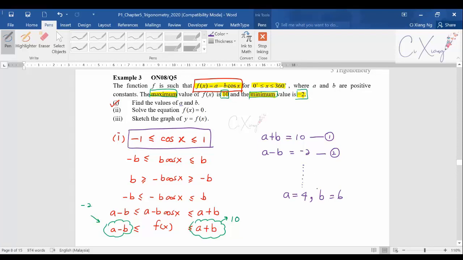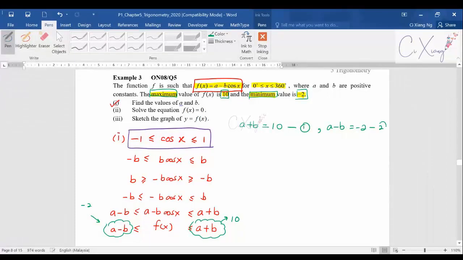All right, okay, so you solve simultaneous equation, try to get the values for a and b, which are 4 and 6. Okay, all right, so once you get the answer already, this part I need to squeeze it a bit on top. Okay, so since you know that a plus b is equals to 10, this is the first equation, and a minus b is equals to negative 2, this is the second equation. Then when you try to solve it, you should get a equals to 4 and b equals to 6. Okay, then now let's continue to part number 2.